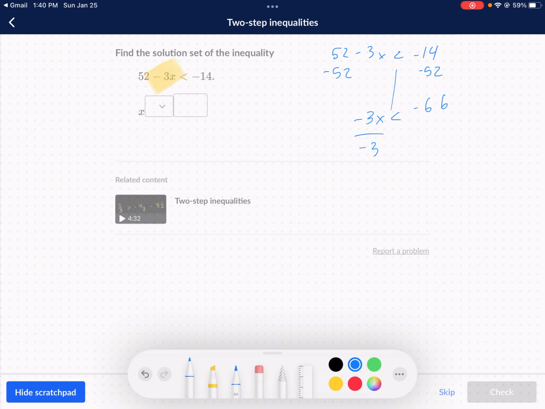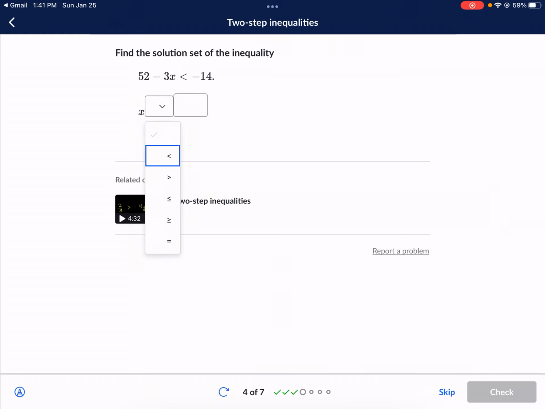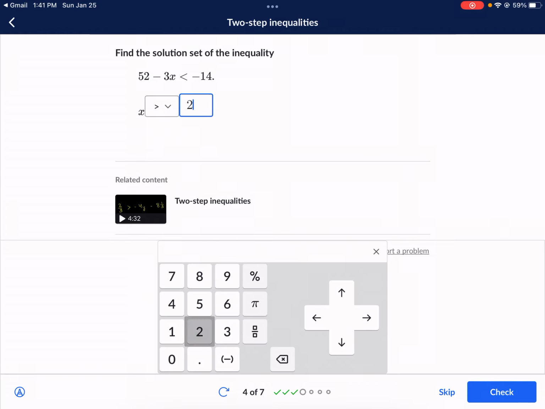I need to divide by negative 3, and an alarm should be going off. I divided by negative 3, so I'm going to change to red. There's my alarm going off. I need to flip this sign. Okay, so now I have x. I divide by negative 3, so negative 66 divided by negative 3 gives me positive 22, so x is greater than 22 is my solution set for this one. So x greater than 22, and I'm done.